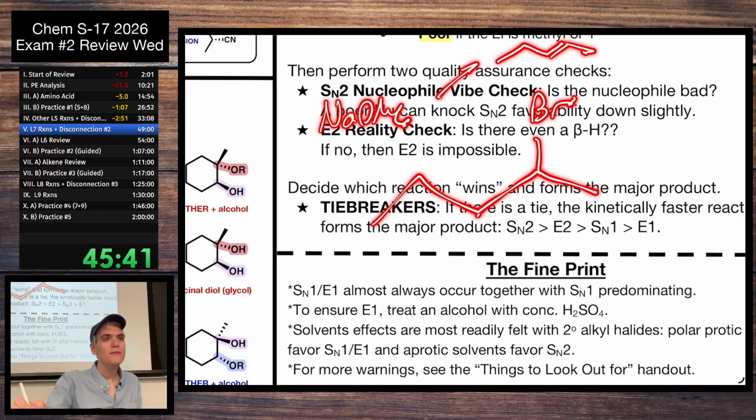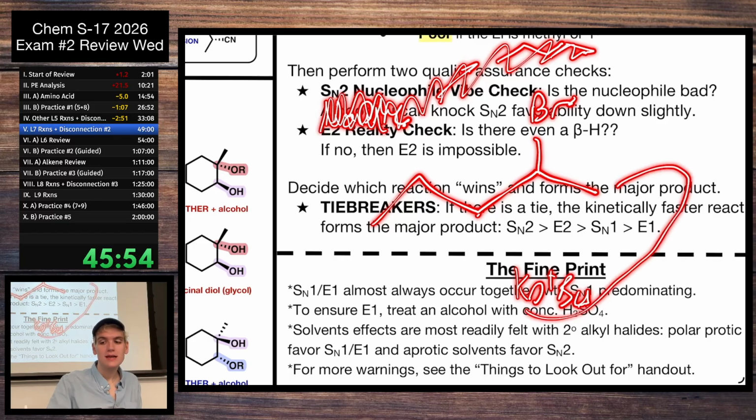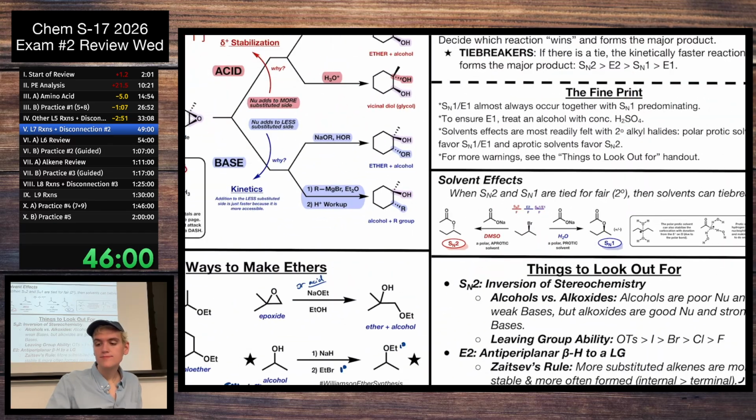However, what if we want to make the terminal alkene? What should we use? We should use KOtBu. And why does KOtBu make the terminal alkene? It's bulky, and so it would prefer to grab a hydrogen from the very end of the molecule. Great.